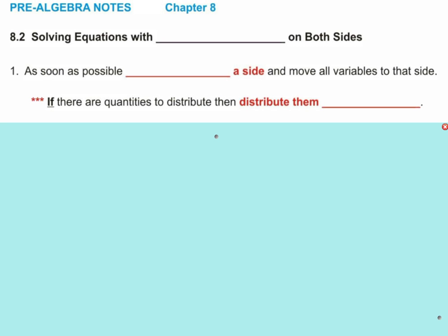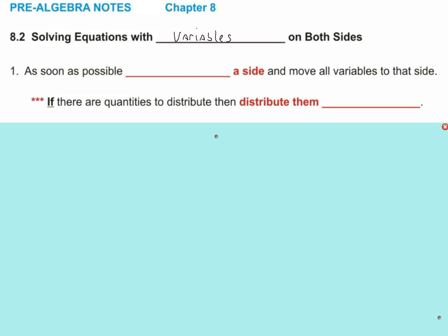And now we have a situation where we're going to solve equations with variables on both sides. Every equation we've done so far, either the variables were on the left or the variables were on the right. Well, that's not always the case. Sometimes the variables are on both sides, and we have to care for that.